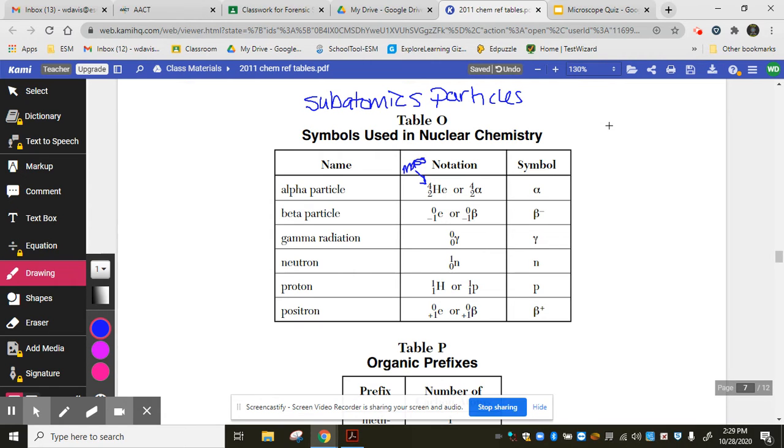The mass of the beta particle, which we can basically call an electron, it's a high-speed electron actually, is 0. The mass of the gamma radiation is 0. The mass of the neutron is 1. The mass of the proton is 1. And the mass of the positron is 0.